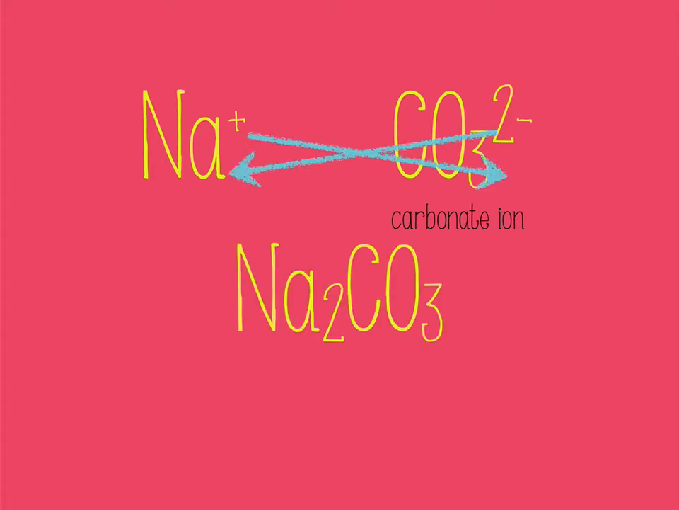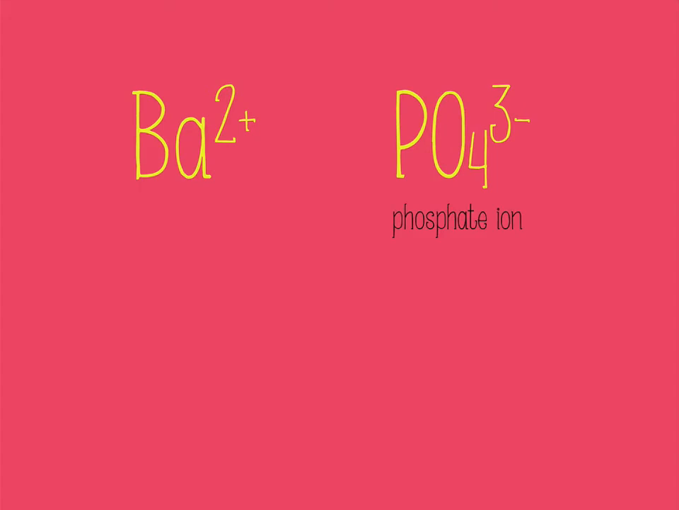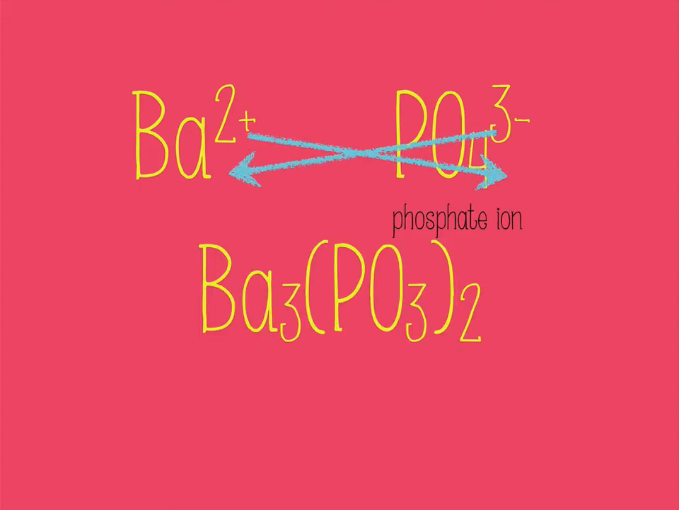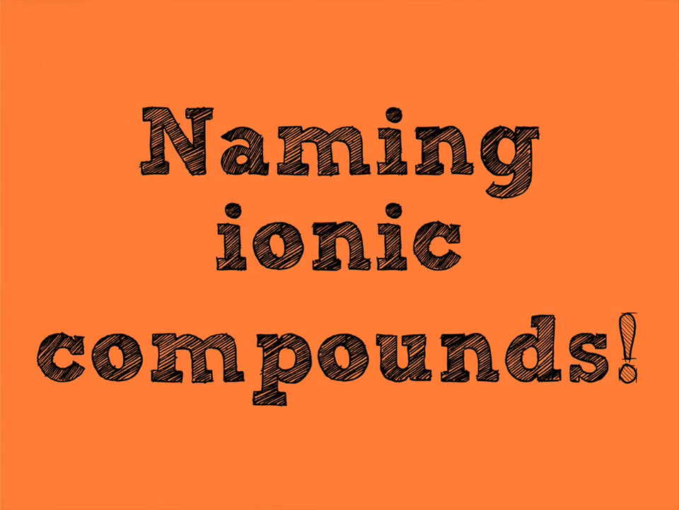But be careful not to confuse the super and subscripts. Don't actually write a 1 when you drop and switch. Let's try one more. Barium and phosphate. Drop and switch. When you write the formula, use parentheses around the phosphate ion to show that you have 2 of the entire ion.